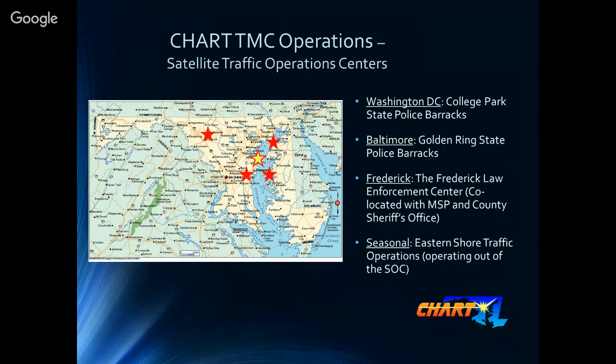So we have our main center here up by BWI Airport, and we have a regional center out in Frederick at the Frederick Law Enforcement Center that handles most of Western Maryland. We've got one down at the State Police Barrack in College Park that handles the DC National Capital Region. We have one up at the State Police Barrack in Golden Ring that handles the Baltimore area. And then we have one for the Eastern Shore in the summertime that handles the Eastern Shore. So in Maryland, we try to spread out to make sure that we're there where a lot of these incidents and events are happening so that we can help respond as quickly as possible.